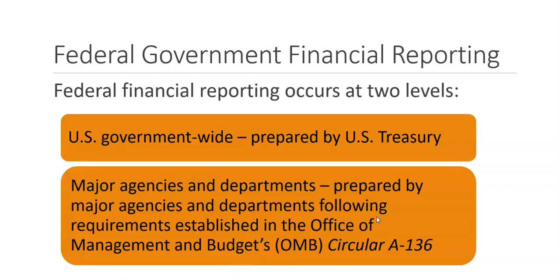Okay. Federal government financial reporting. So this happens at 2 different levels. First, we have the U.S. government-wide financial reporting, which is prepared by the U.S. Treasury. And then we have agencies and departments that have to prepare their own statements. And those requirements are established in the Office of Management and Budget's OMB Circular A-136.